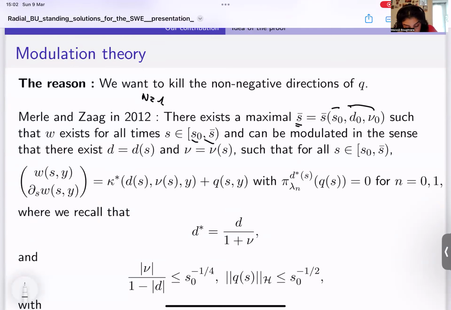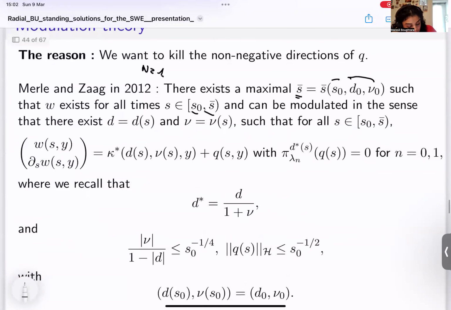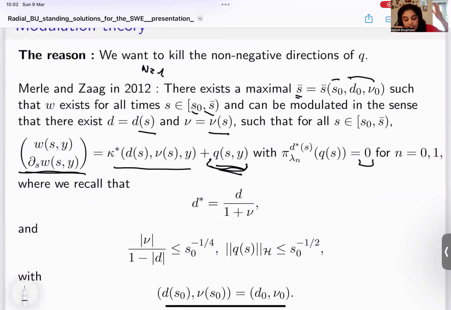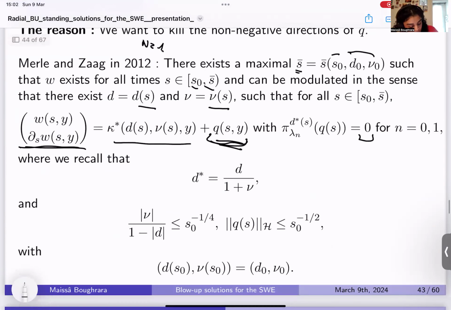the maximal time, and can be modulated in the sense that we have the existence of d(s) and nu(s) such that this solution W can be written as kappa(d(s), nu(s)) plus a certain error Q, where its projection into the negative mode is going to be completely equal to 0. So we're literally going to kill the positive directions, the non-negative, sorry.